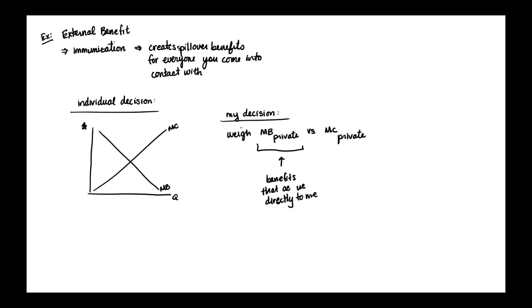So I'm going to weigh my private marginal benefits and the private marginal cost. What's it going to cost me? And I'm going to make my decision.